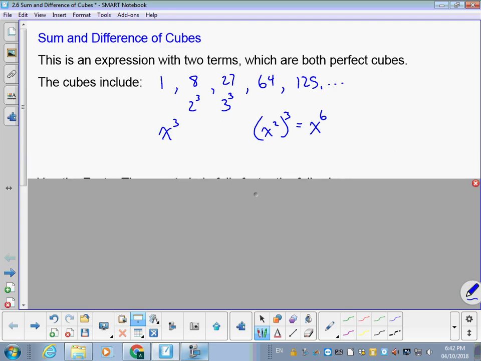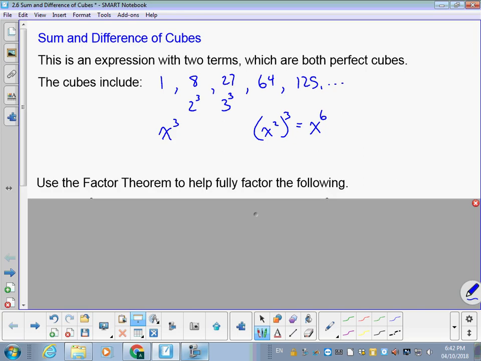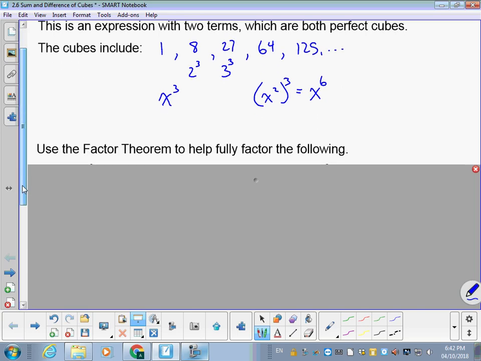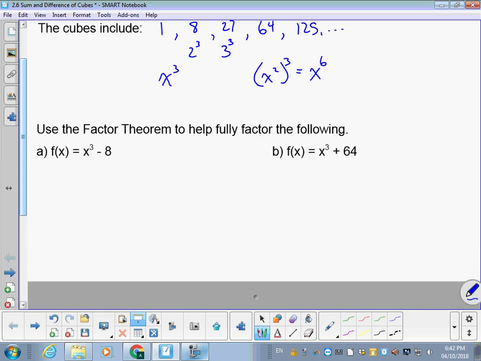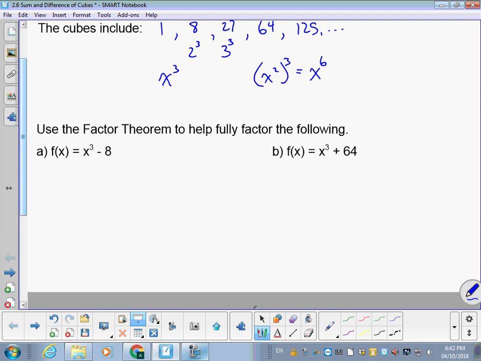So let's take a look at the patterns, and we're going to use the factor theorem to help us figure out what's going on. If you follow this, awesome. If you don't, in the end, there's a formula essentially for doing the factoring, and hopefully that will make sense to you. So we're going to factor a couple of them and see if we can see some patterns.